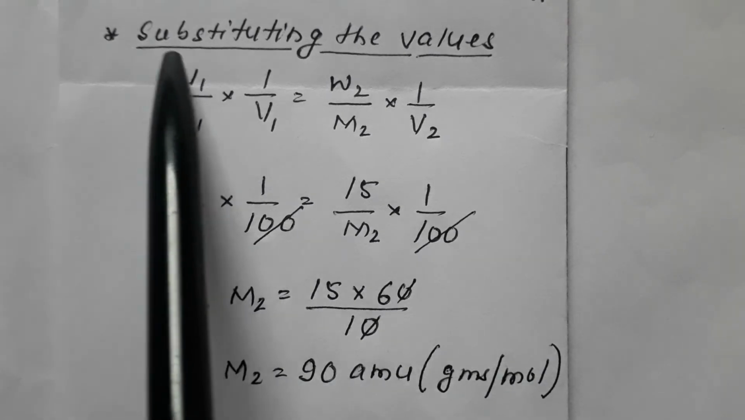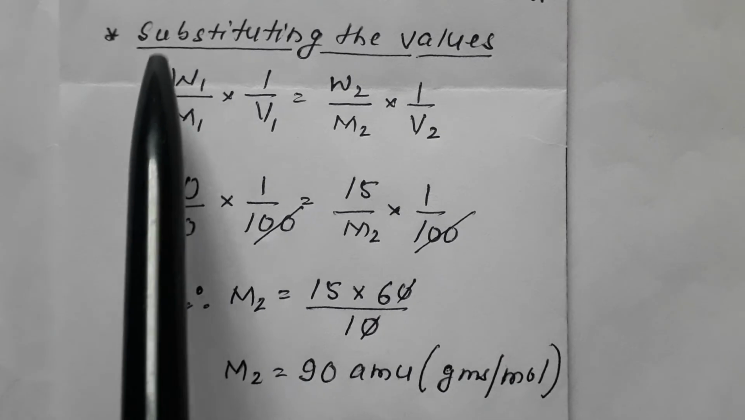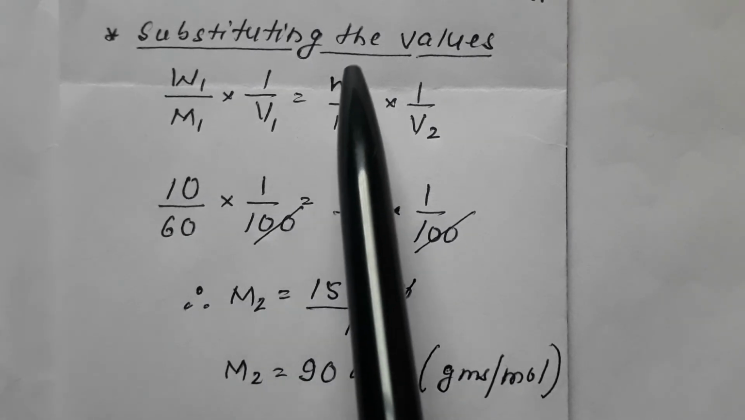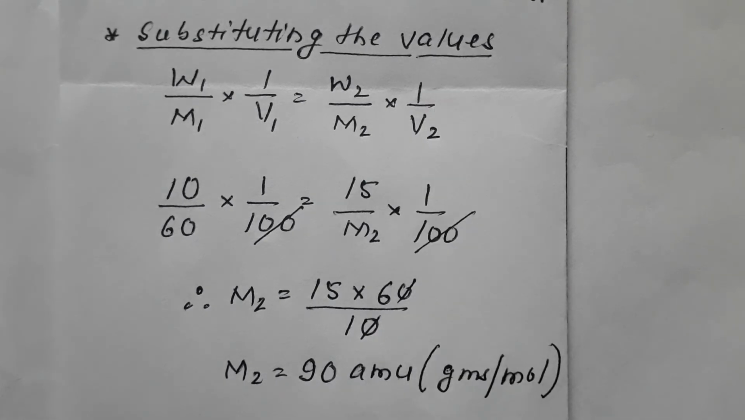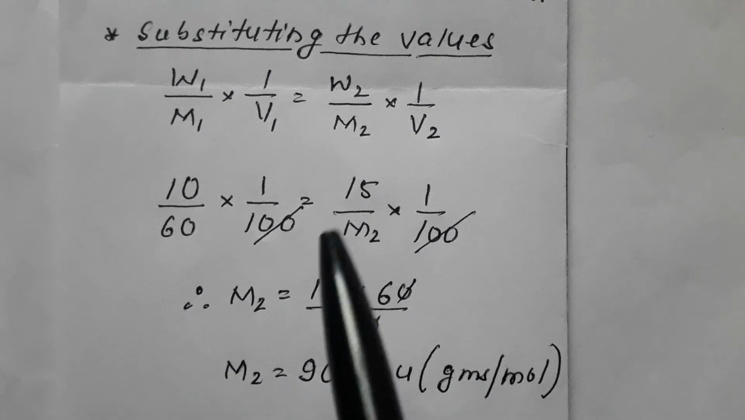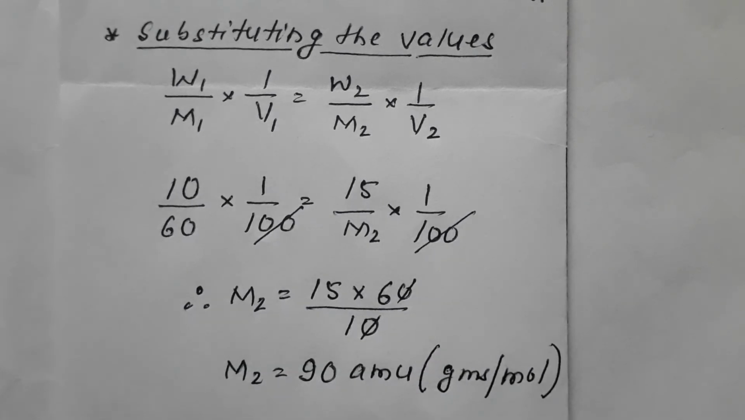Now on substituting the value into this equation, this equation is W1 upon M1 into 1 upon V1 is equal to W2 upon M2 into 1 upon V2, which is applicable only at the isotonic point. So only when two solutions are isotonic can we apply this.